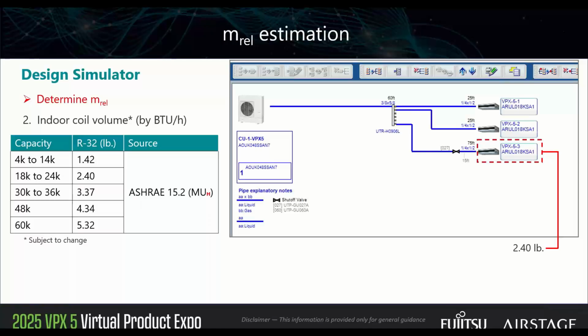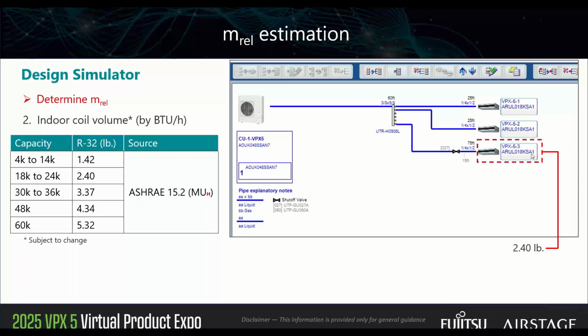So what I did here is I picked the larger of the values just to be, again, on the conservative side. And it tends to make sense when you think about it. In the heating mode, we're using the indoor coil as a condenser coil. So chances are the coil is going to be most effectively flooded in the heating mode.